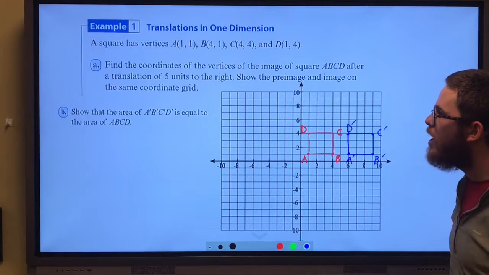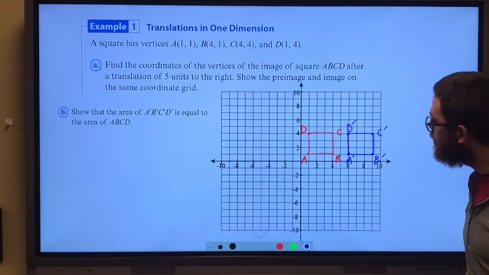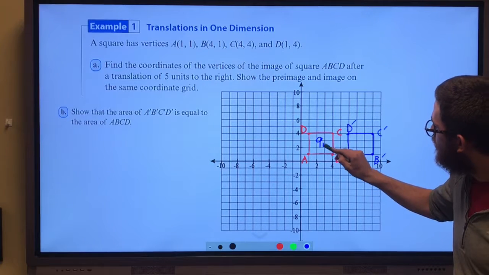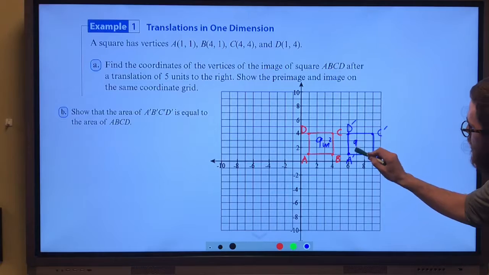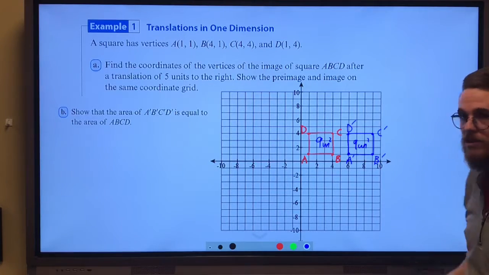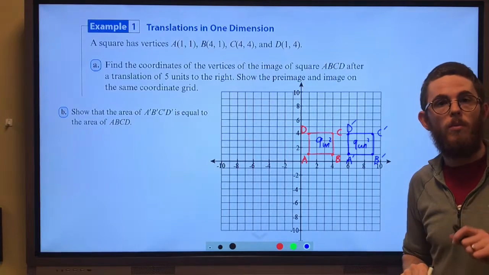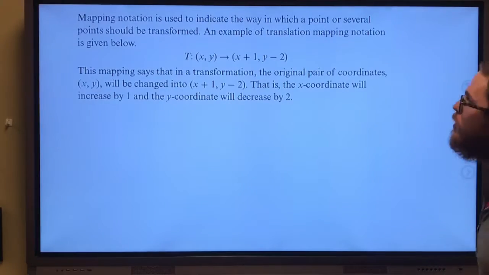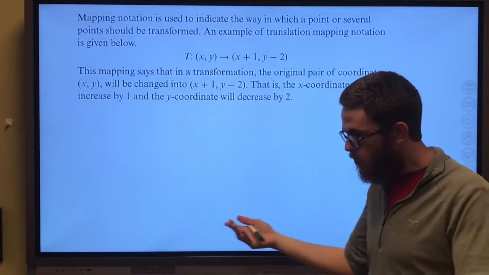It says show the area of A prime, B prime, C prime, D prime is equal to the area of A, B, C, D. Well, 3 by 3 means this has 9 square units as the area. The shape and size did not change, but the position did. Okay. So we can translate objects.